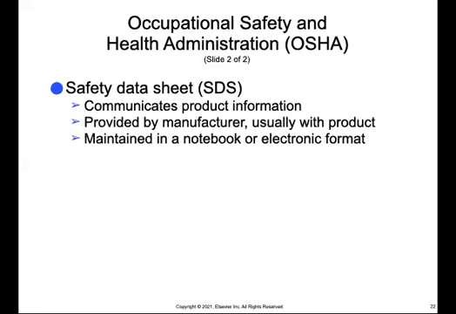So for employees to gain this knowledge, they must be given product information. This information is communicated in the form of a safety data sheet, or SDS. The SDS is made available to the employer by the manufacturer of the product and is usually sent with the product when it's delivered. SDSs should be maintained in a notebook or in an electronic format that can be easily accessed by all employees.